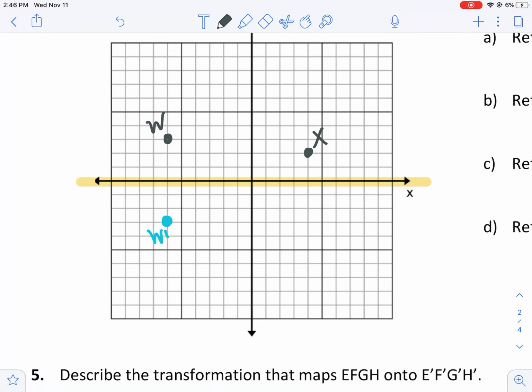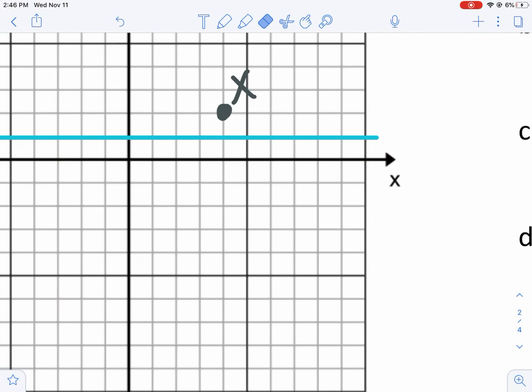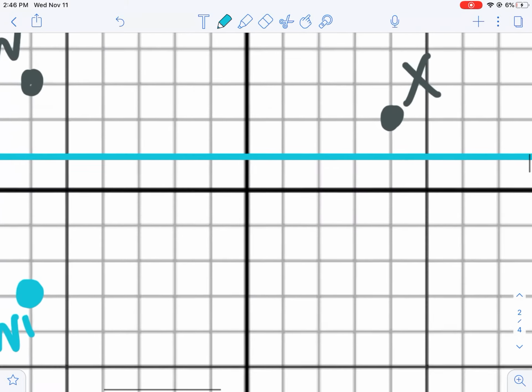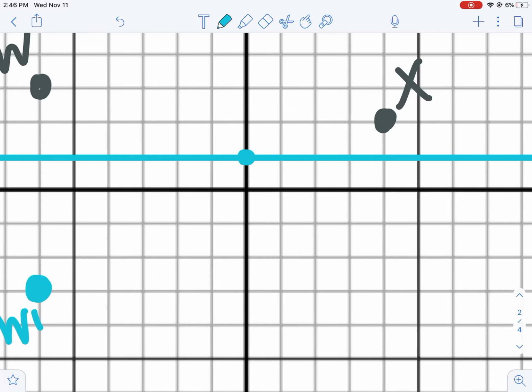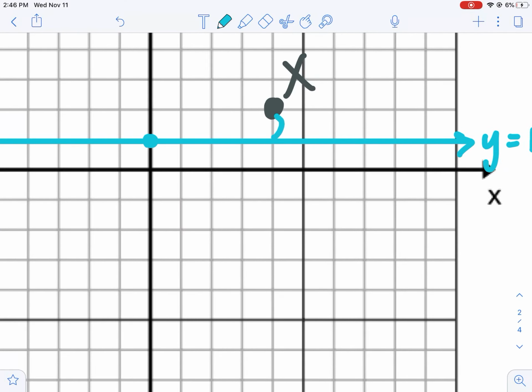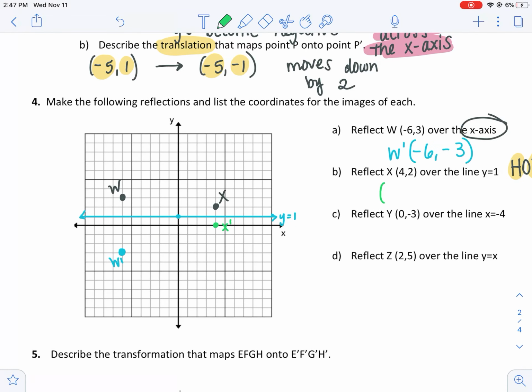Okay? So, draw that line in. We'll get rid of that one so we're not confused. Here is y equals 1. Once again, on the y-axis, it's at the point (0, 1). It's a horizontal line, y equals 1. Okay? X is 1 away from y equals 1. So X prime is going to be 1 away in the opposite direction. And that is at the point (4, 0).